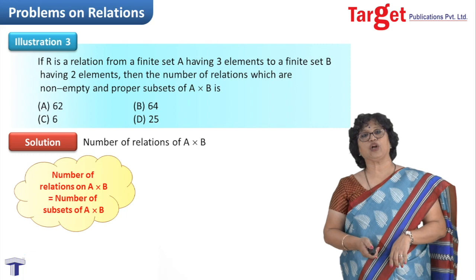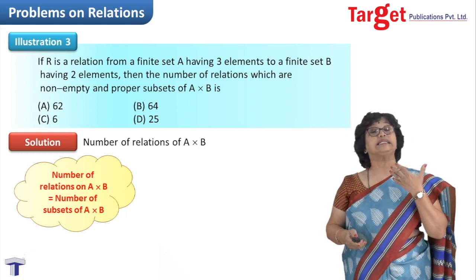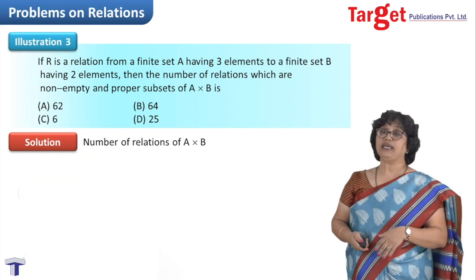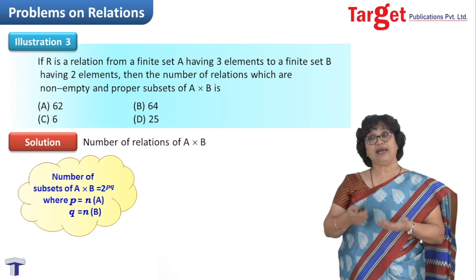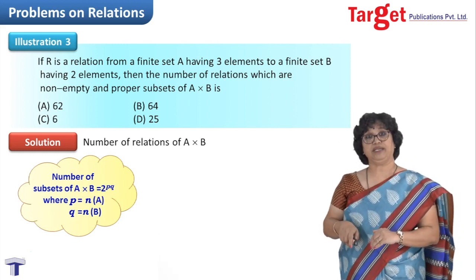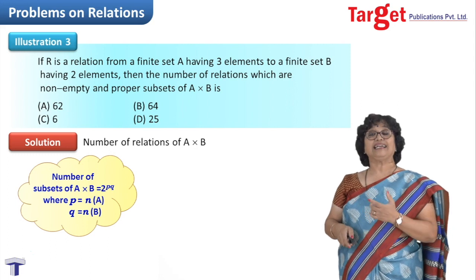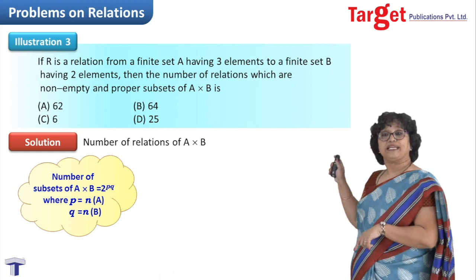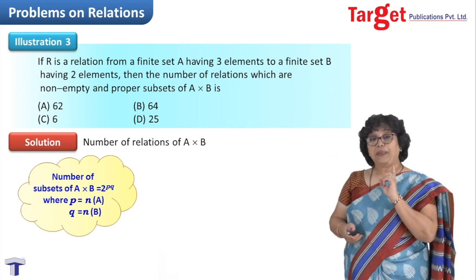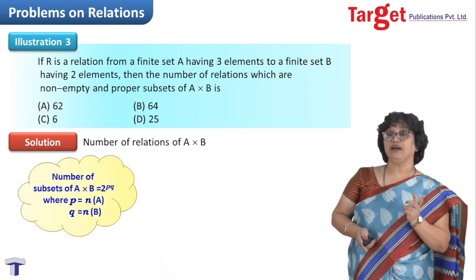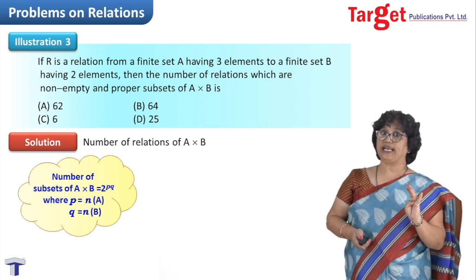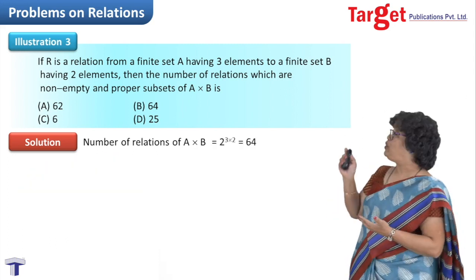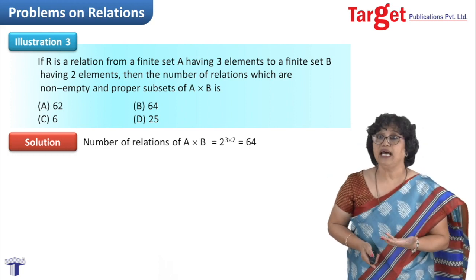So number of relations on A cross B, how did we find even in the previous question? It is nothing but number of subsets of A cross B. And how do we get number of subsets of A cross B? That depends on number of elements of first A cross B. It is given that set A has 3 elements. So if I am writing the number of subsets as 2 raised to pq, then my p would be 3 and q would be 2. So p is number of elements of set A, q is number of elements of set B. So let us apply this and I get it is nothing but 2 raised to 3 into 2, that is 2 raised to 6 and it is 64.